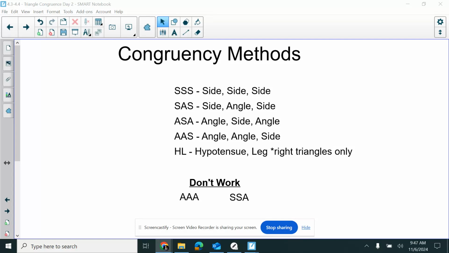It's Mr. Wright. Today we're going to go over triangle congruency methods. These are all methods that you can use to prove that two triangles are congruent.